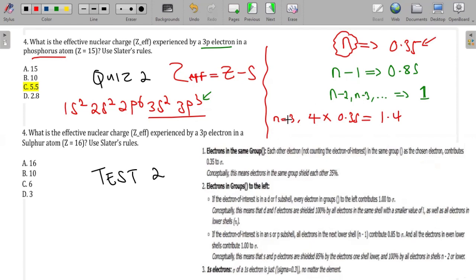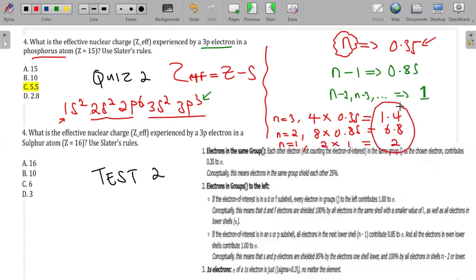And then those that are in a lower energy level, these ones here that are in N equals 2, 2 there and 6 there, that's 8 electrons. So those in N2, 8 multiplied by 0.85, contribute to the shielding effect. If you multiply that on your calculator, you find 6.8. And then those that are in even lower energy levels, for example this one here in N1, contribute 1. How many electrons do I have there? I have 2 multiplied by 1, which is just equal to 2.